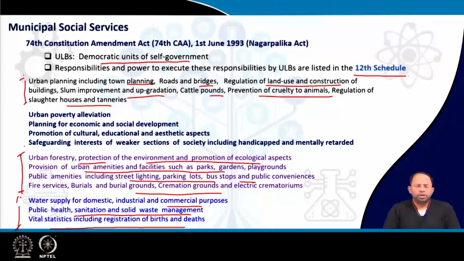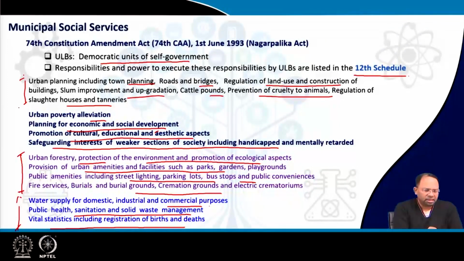Whereas in this particular module, we are more focused on urban poverty alleviation, planning for economic and social development, promotion of cultural, educational and aesthetic aspects, and particularly we focus on the educational part, and safeguarding the interest of weaker sections of society including the handicapped and mentally retarded. So more or less this is the part which we will focus on in this module, and these are the different responsibilities which have been given to the ULBs. ULBs have to conduct different programs, provide certain services, or create infrastructure and facilities so that these services could be provided.